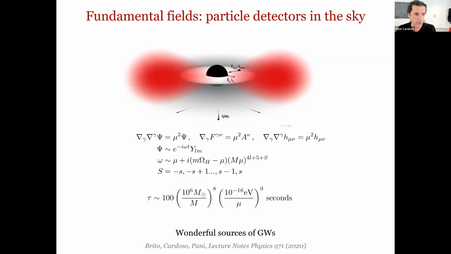Okay? Timescales are really small. For an astrophysical black hole of 10^6 solar mass and a field of 10^-16 electron volt, we're talking about 100 seconds or so. Okay?